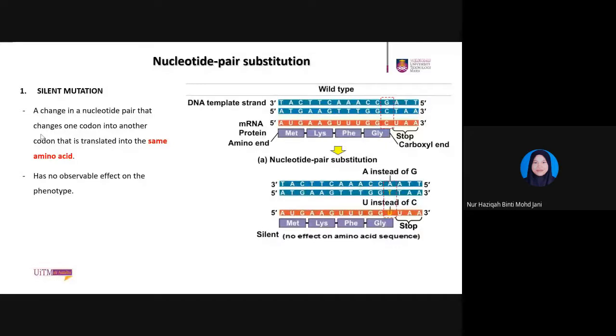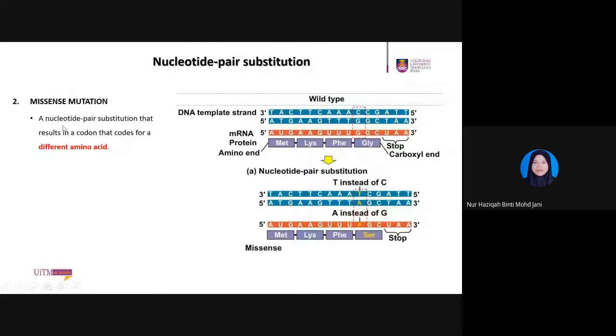So the next one is missense mutation. A mutation occurs in the DNA template. Instead of reading CCG, it changes to TCG. You change the first base of the codon. When you change the DNA, obviously you change the mRNA sequence. Instead of reading GGC, it reads AGC. Instead of coding for glycine, it changes to a different amino acid, which is serine. So this is missense mutation.